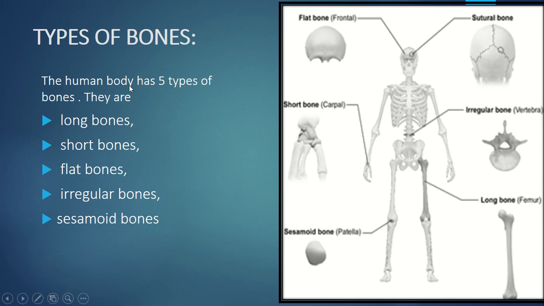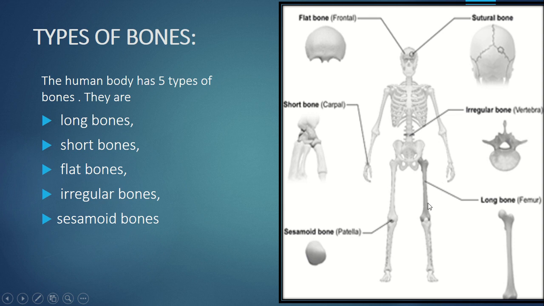Now, types of bones. The human body has 5 types of bones. They are the long bones, short bones, flat bones, irregular bones, and sesamoid bones. Flat bones are present in the skull. Short bones are present in the hands. Irregular bones are mainly present in the vertebral column or spinal column. So that is the irregular bone.